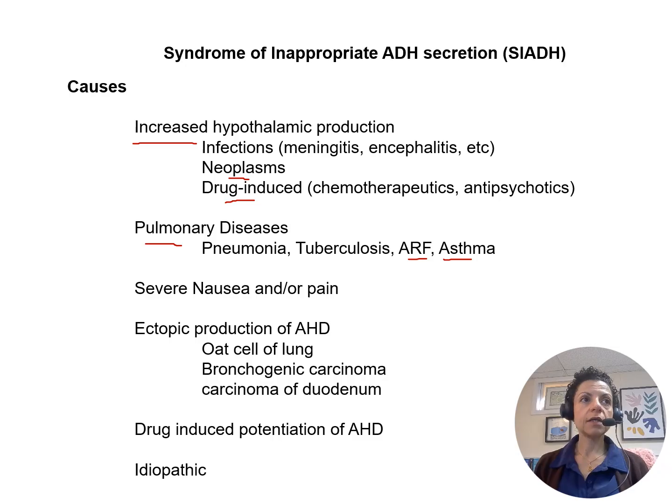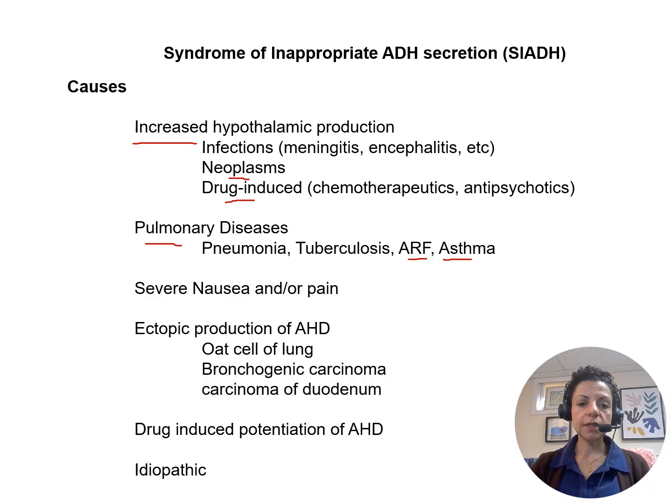And so one compensatory response to that could be to simply expand plasma volume, right? So sort of as an attempt to expand blood volume. So that's one theory behind why with some pulmonary diseases like pneumonia, tuberculosis, acute respiratory failure, asthma, we can end up with this overproduction of ADH and this hypoosmolar state.